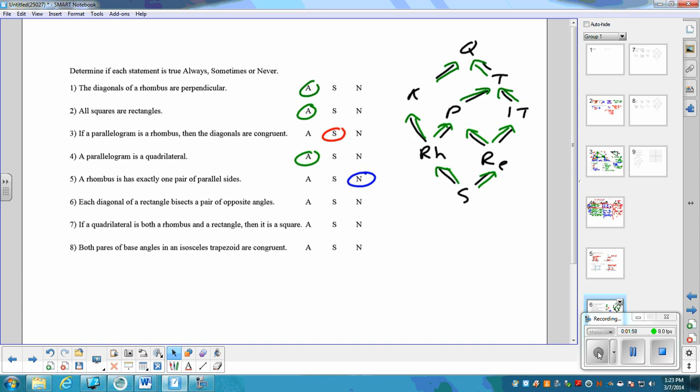Each diagonal of a rectangle bisects a pair of opposite angles. Angle bisecting comes from the kite, so it's on that side of the diagram. A rectangle might be on that side of the diagram if it's a square, but it's not guaranteed to be a square, so that's a sometimes. If a quadrilateral is both a rhombus and a rectangle, then it is a square. Yes, that's how this thing works. If it is both of these, then it will be the square.